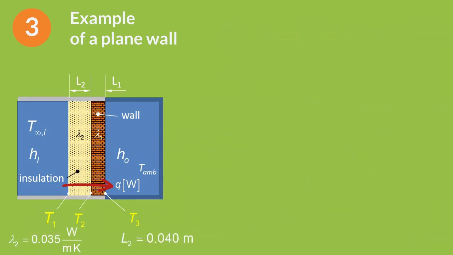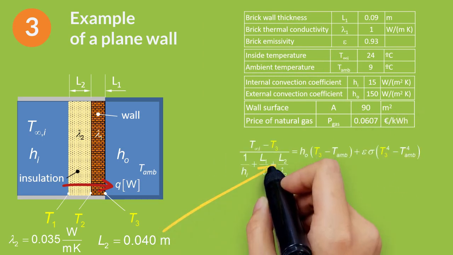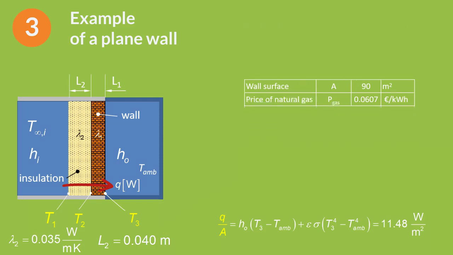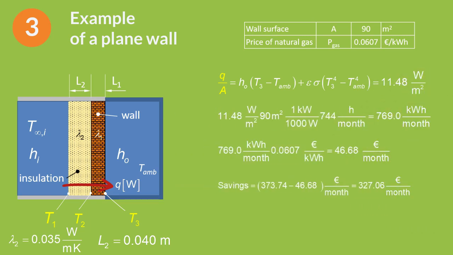Now, it is time to calculate the heat losses for the selected standard thickness of insulation. We must start calculating the surface temperature because it will be different than the value calculated previously. For this configuration and specific boundary conditions, the heat flux is reduced to 11.48 watts per square meter. Now, we can calculate the new expenses for natural gas supply in December. Savings for the month of December can be estimated in around €327.